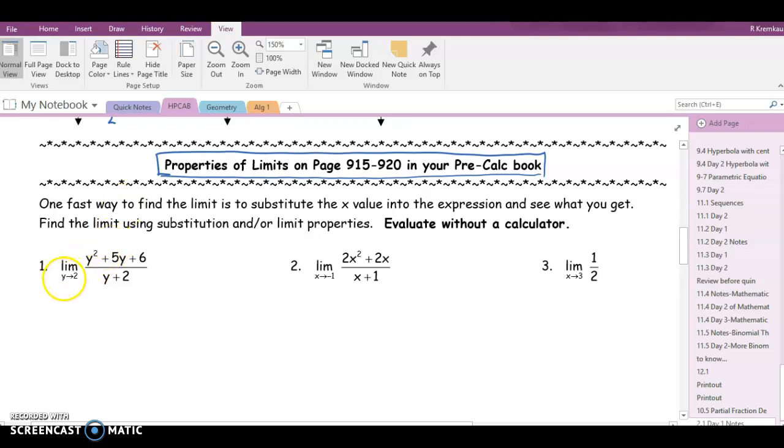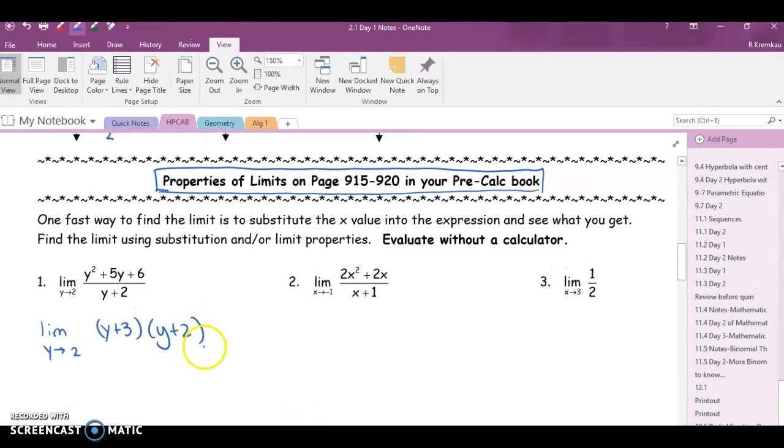Let's start with the first one. For this, you have two options. You can factor the numerator. So you've got the limit as y approaches 2. In the numerator, we can make this y plus 3 times y plus 2.